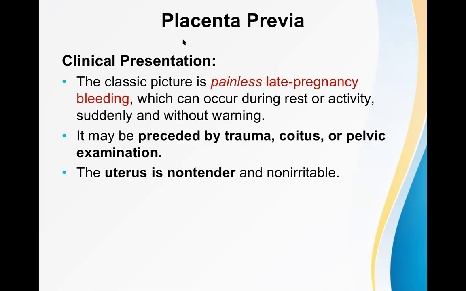So these are very important points. One more, the uterus is non-tender and non-irritable. Now this point is important if you want to differentiate between abruptio placentae and placenta previa. In abruptio placentae, the uterus is usually tender, and irritable means the uterus is contracting, and because of that contraction, probably it is painful.